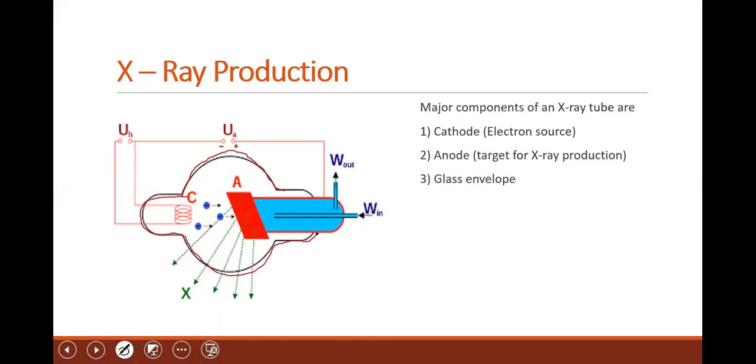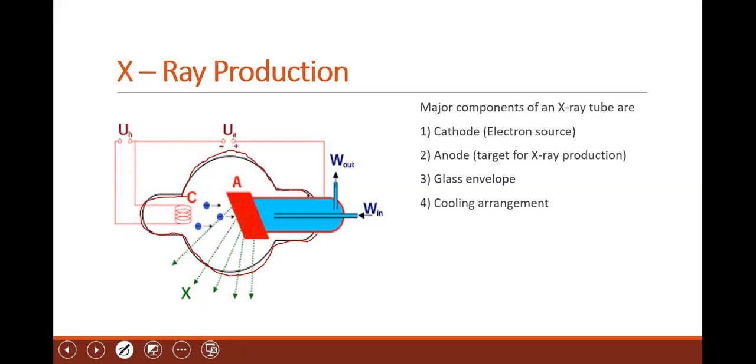This is the glass envelope. It is completely evacuated. Why is it evacuated? There should not be any air particles, no oxygen, no hydrogen, no gas content at all. Otherwise, the ionization phenomenon will take place.